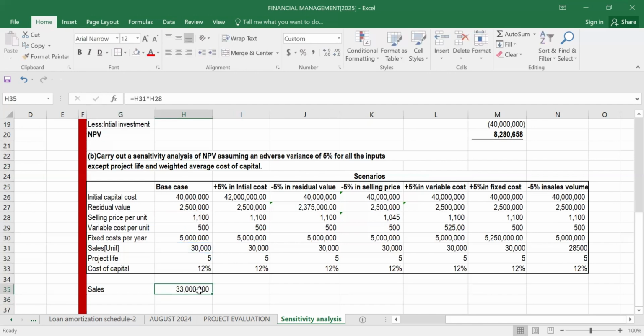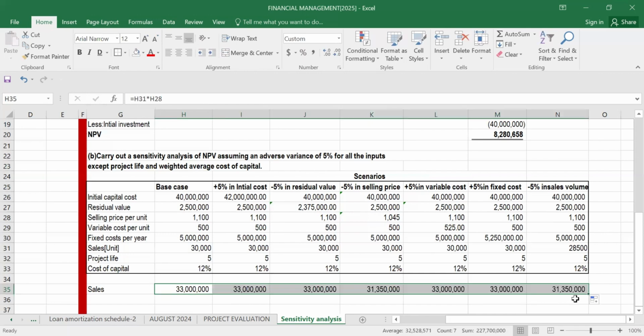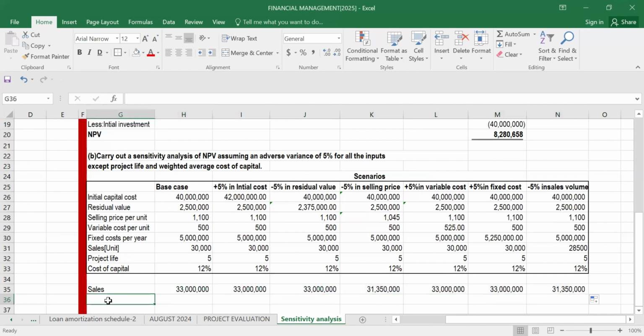So that one will be 33. We apply our formula across. So that will be the sales at all those scenarios. Then to this, what do we do? We less the costs.